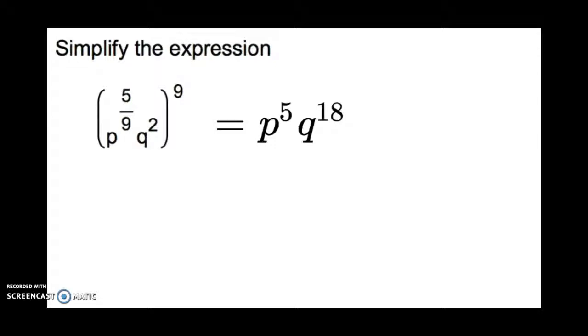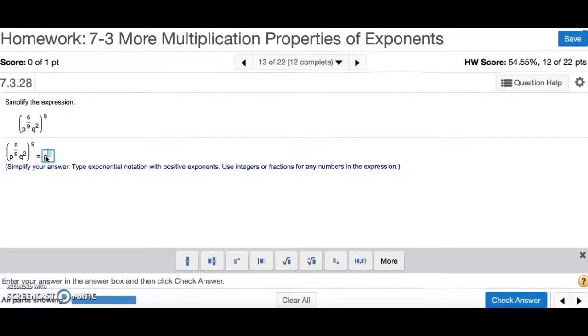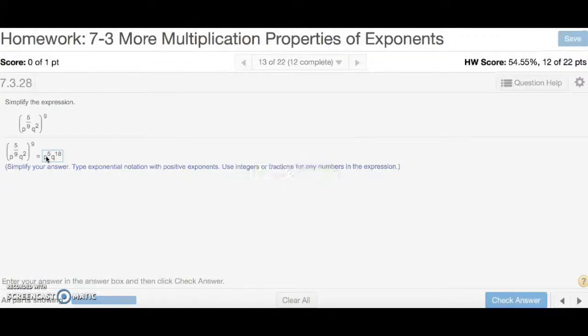So let's type it in. So p to the 5 and q to the 18. That's number 13.